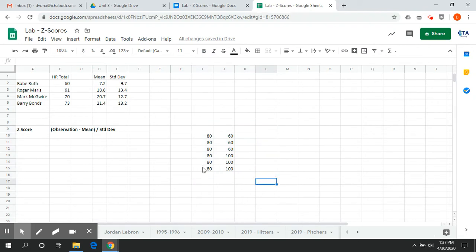Pretend these are quiz grades. So in one class, everybody got an 80. There were 6 people that took the quiz. Everyone got an 80. In another class, 3 people got 60s, 3 people got 100s. Now, if we look at these, both of these have an average of 80. So in theory, they have the same average, but clearly there are differences between the two groups.